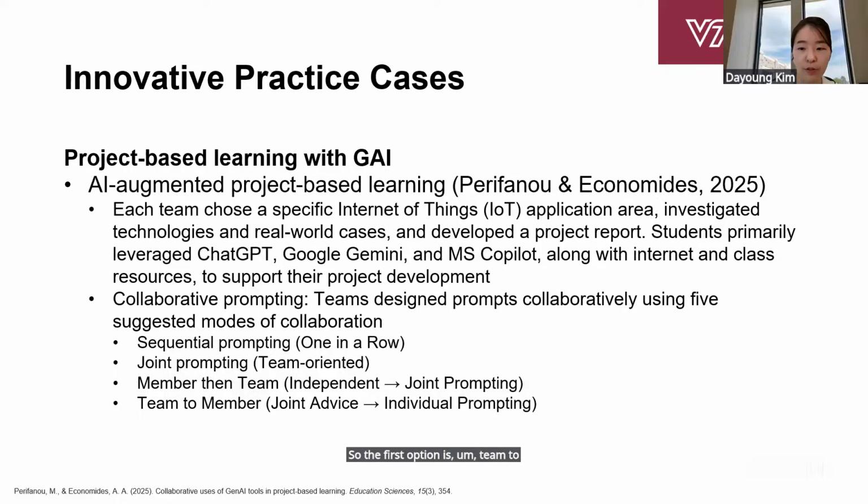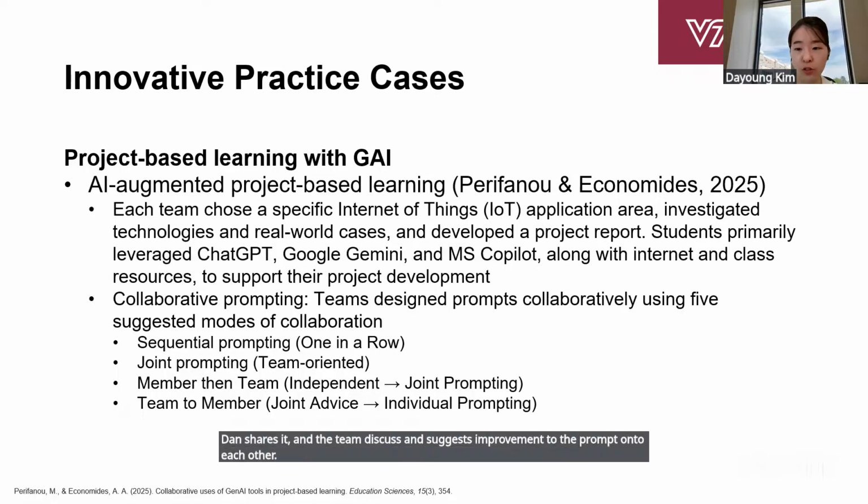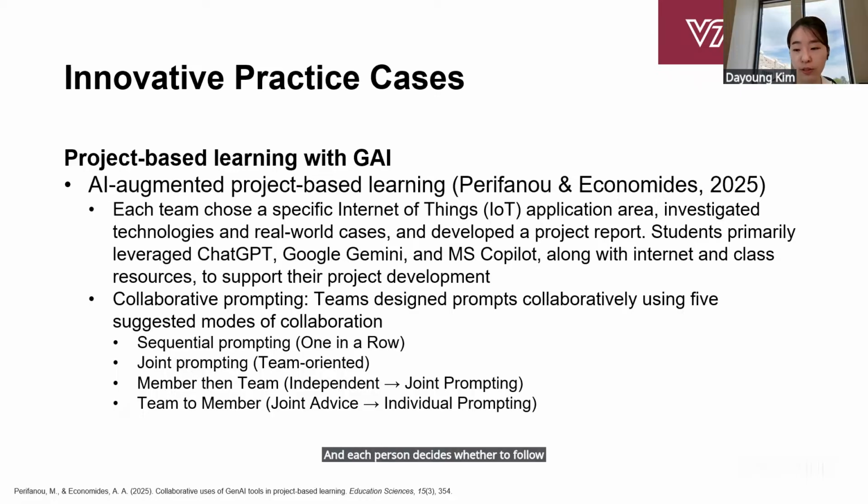The fourth option is team to member. Each member writes an individual prompt, then shares it, and the team discusses and suggests improvements to each other's prompts. Each person decides whether to follow the suggestions from the team members and then resubmits individually. After several iterations, the team discusses all the outputs and decides on the final result.